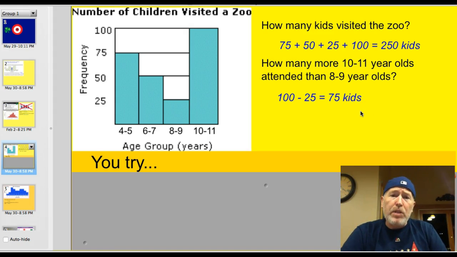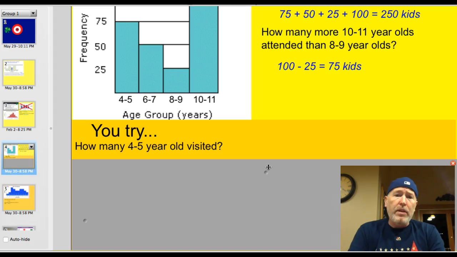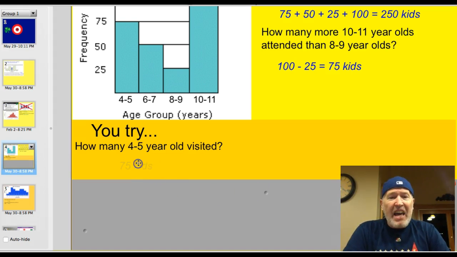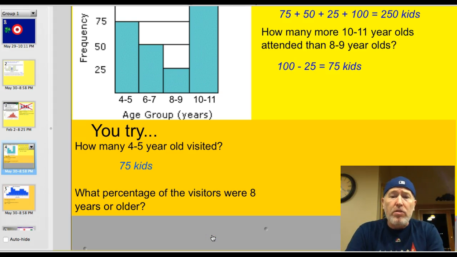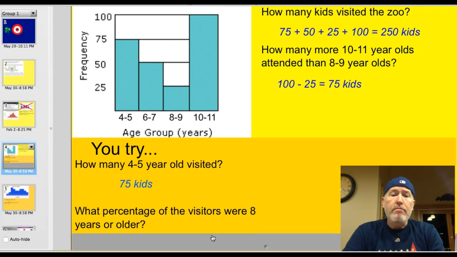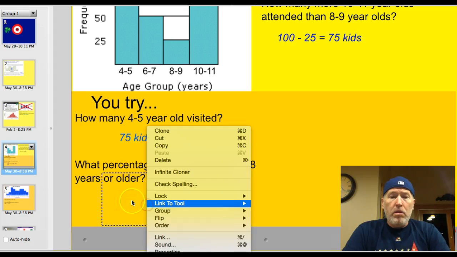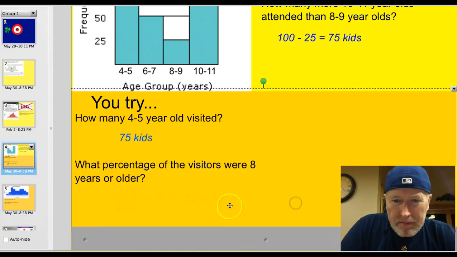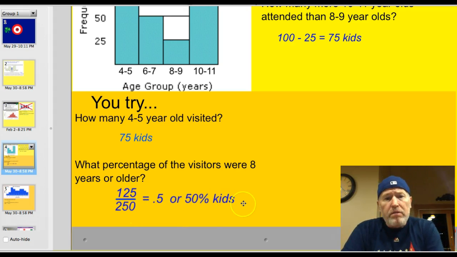All right, time for you to try. Kind of a split screen here, pause problem. Here's your first question. How many 4 and 5-year-olds visited? Go ahead and take a quick peek. Did you say 75? Yes, you're right. All right, next question. What percentage of the visitors were 8 years or older? Go ahead and take a second. Well, for 8 years and older, there were 100 here and 25 here. So you had a total of 125 out of 250, which is equal to 0.5, or 50% of the kids were 8 or older. All right, not bad.